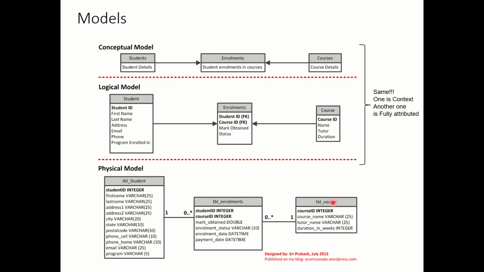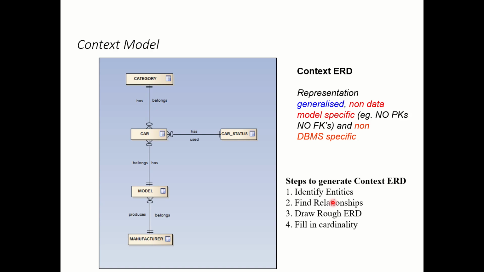So understand, if you get one particular scenario, you will first identify all the entities and all the relationships between them. You will draw a rough model with the relationships specified in between, that is nothing but your contextual ERD. In the contextual ERD, there is no requirement for writing the primary key and the foreign key, and it is not database specific. By seeing this contextual ERD, you will not be able to understand whether it is an Oracle database, MySQL database, or something else. So this is the contextual level.